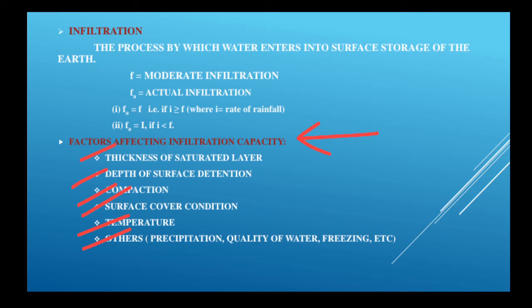If organic matter is present more in the water, infiltration will be less. If organic matter is less, infiltration will be more. And the freezing point: if the rain drops as ice cubes, that is hailstones, then infiltration will be more. If it falls as rainfall, infiltration will be less. So these are the factors which affect the infiltration capacity.